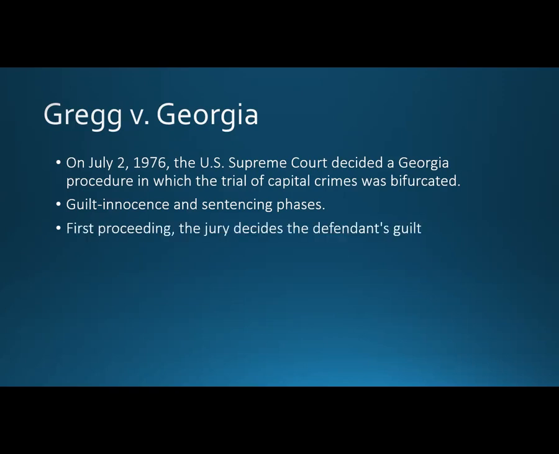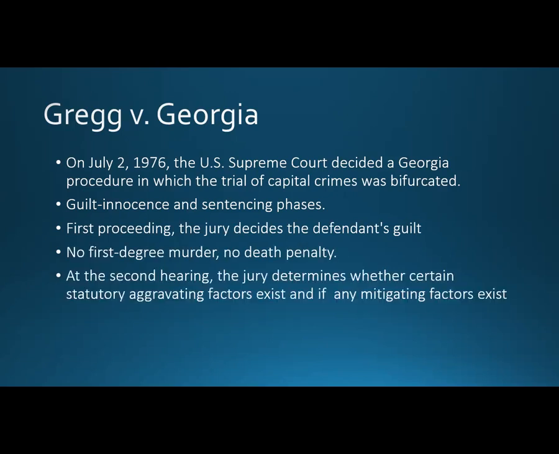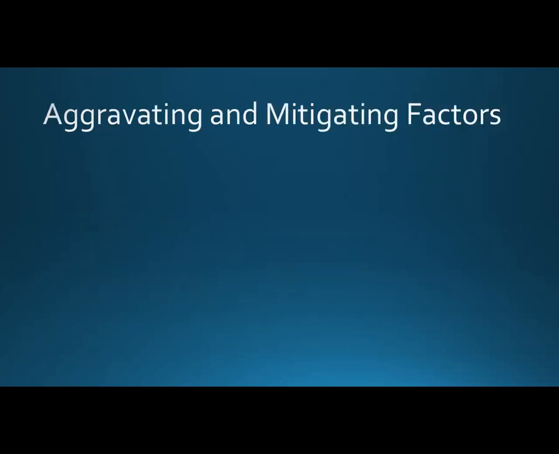The first proceeding, the jury decides defendant's guilt. You're guilty of first-degree murder. No first-degree murder, no death penalty. Second hearing, which comes later, the jury determines whether certain statutory aggravating factors or mitigating factors exist to determine if death or life imprisonment. So what do we mean by aggravating and mitigating factors? Probably just what they sound like.